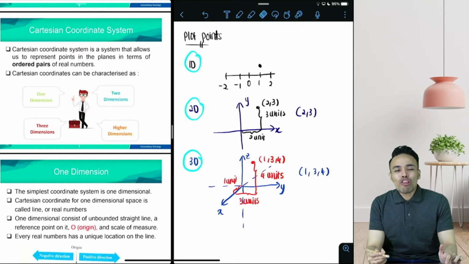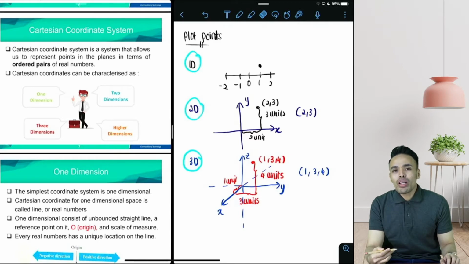Basically, when you try to plot a point in a one-dimensional coordinate system, you need to have this kind of number line, which can be seen on your screen. For example, if I ask you to plot point 1 in a one-dimensional coordinate system, you just need to plot a point on the number line.